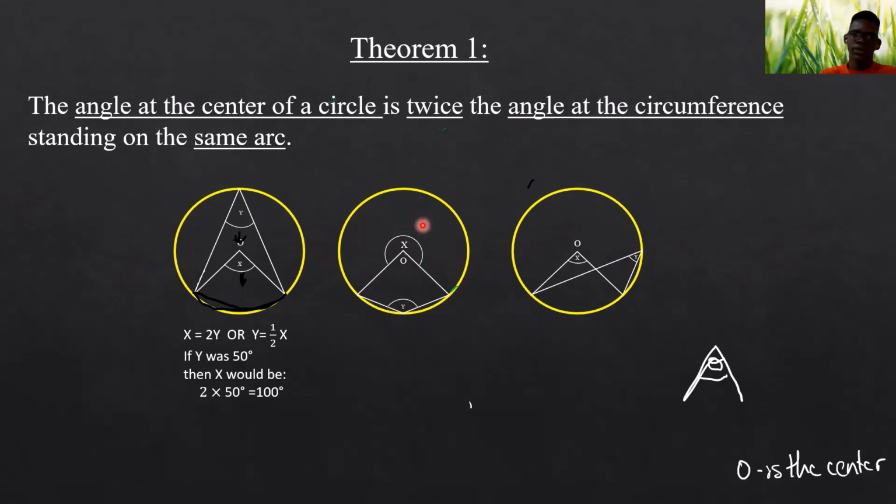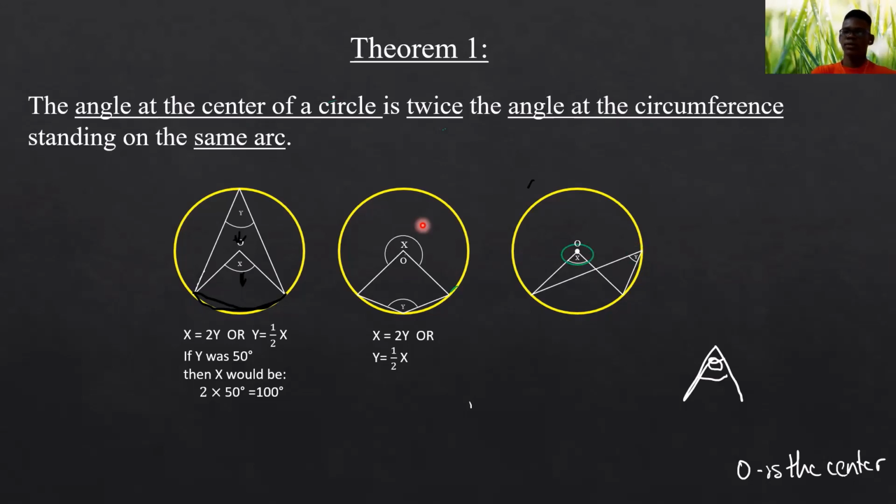Again, we know x is the center. With our theorem, it's just telling us that if x is the center of the circle and y is not the center of the circle, x is the angle at the center, and y is an angle at the circumference, then x would be 2 times y, twice the angle at the circumference. Of course, again, they're standing on the same arc.